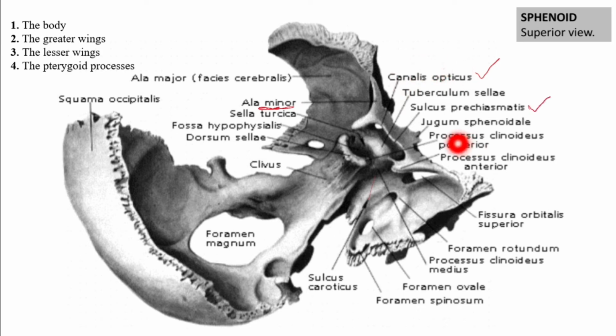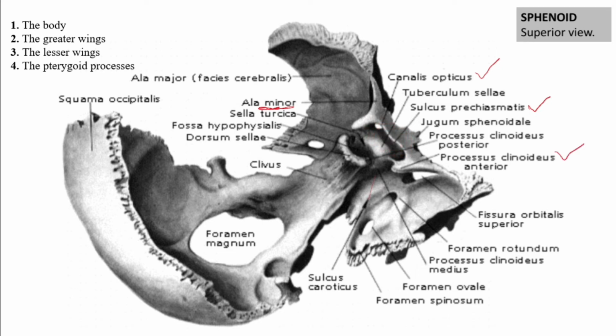Right? And then if you know, the second cranial nerve, cranial nerve 2, it crosses at a certain point called the optic chiasm. So on the sphenoid, there is an impression here. It's actually a groove called the sulcus prechiasmatis.